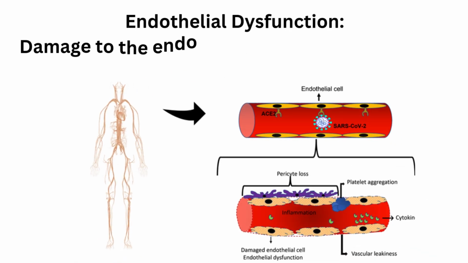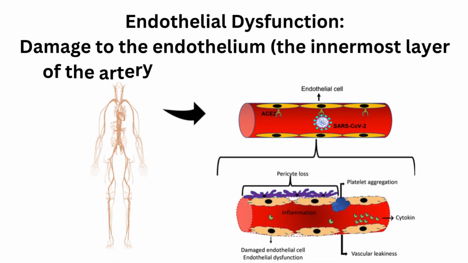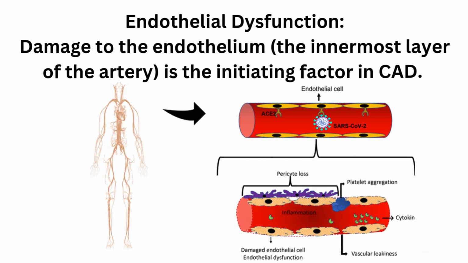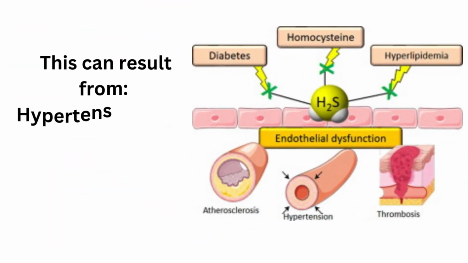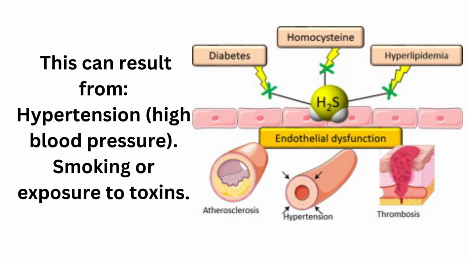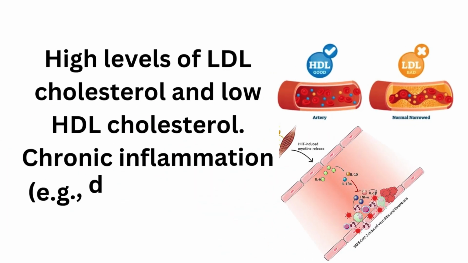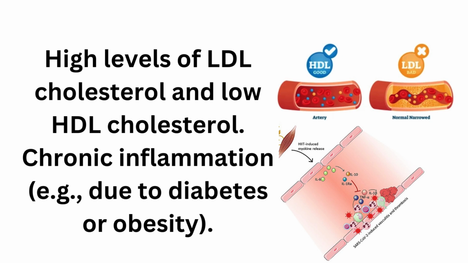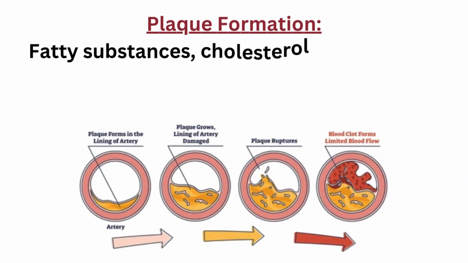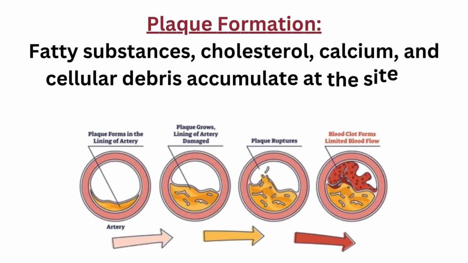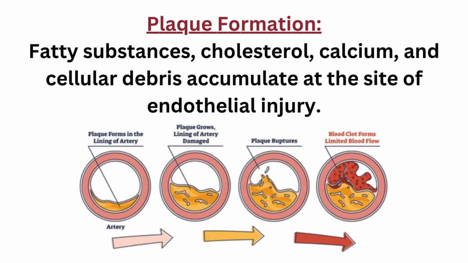Pathophysiology of coronary artery disease. Endothelial dysfunction: damage to the endothelium, the innermost layer of the artery, is the initiating factor in coronary artery disease. This can result from hypertension, high blood pressure, smoking or exposure to toxins, high levels of LDL cholesterol and low HDL cholesterol, chronic inflammation, for example, due to diabetes or obesity. Plaque formation: fatty substances, cholesterol, calcium, and cellular debris accumulate at the site of endothelial injury.